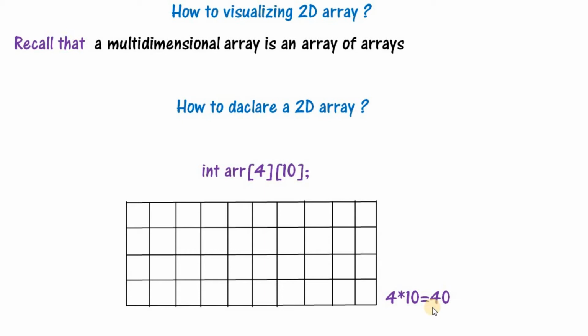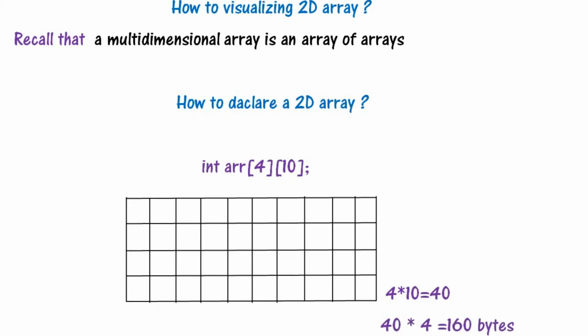And if you want to calculate the size in bytes, we simply calculate 40 into 4. I am assuming here the size of one element is 4 bytes. It depends on the machine. Therefore, I multiply 40 into 4 and it gives me 160 bytes. So the size of the array in bytes is 160.